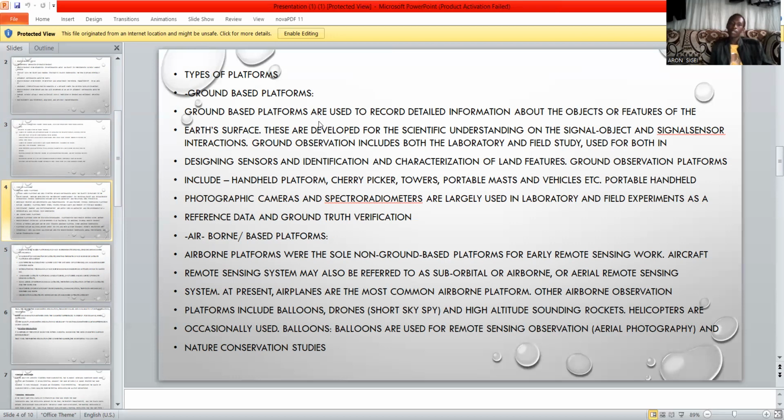Other airborne observation platforms include balloons, drones, and high altitude sounding rockets. Helicopters are occasionally used. Balloons are used for remote sensing observation, aerial photography, and nature observation.